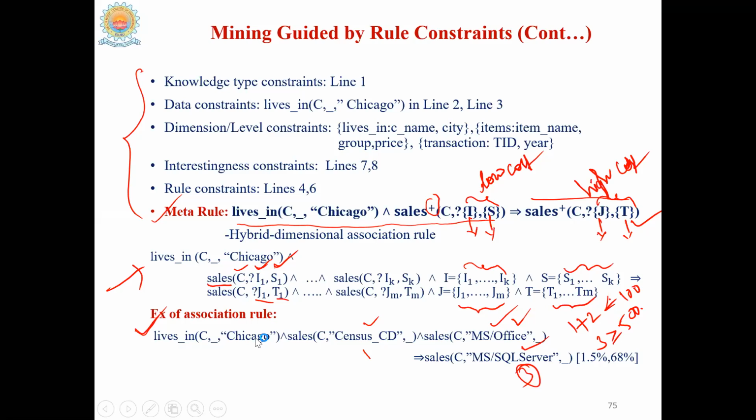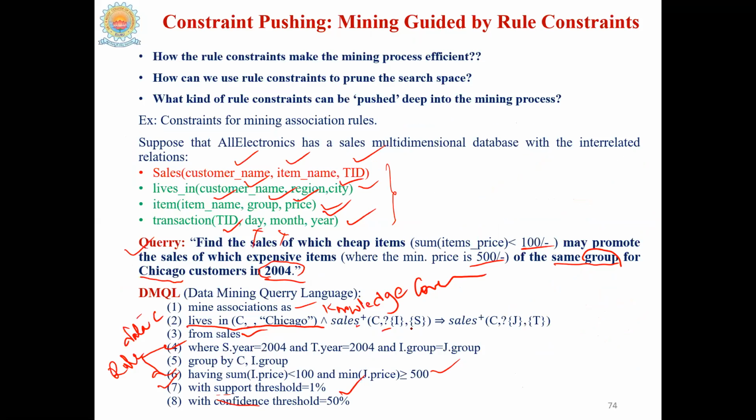Here you have identified a question mark. It indicates that the name of the item should be printed. Here there is no question mark, which indicates that it shouldn't be printed. That's why in the actual meta rule we have mentioned the name of the item. We don't mention the transaction ID. That is indicated by the question mark here. Okay, I think the meta rule DMQL is clear now, right?